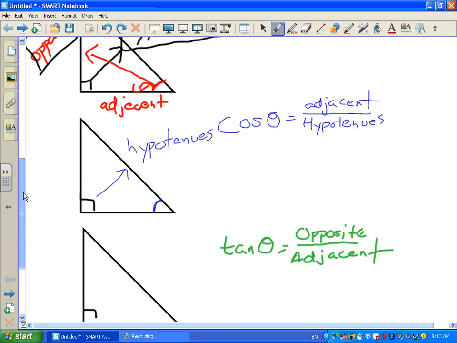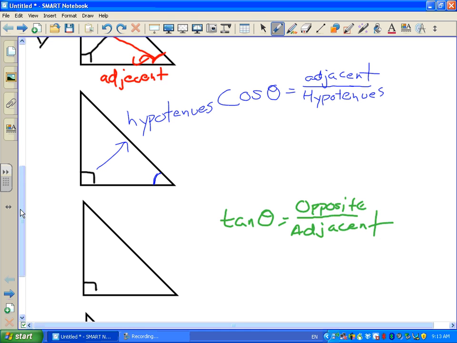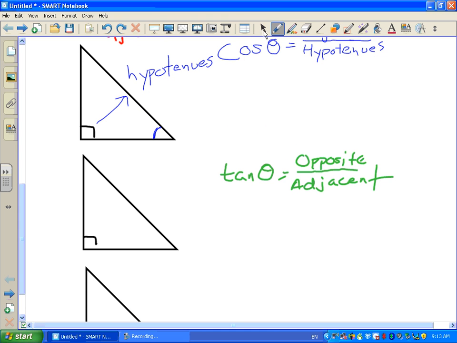So let's go down. We use the same angle with a different ratio this time. So we have our hypotenuse. I know that this will be the opposite side because it's opposite of the angle. We'd already figured that out above. And this is the adjacent side.